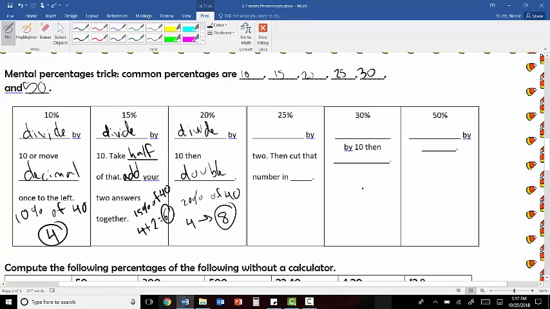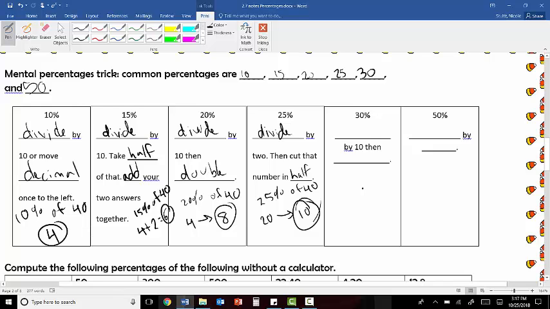25% is a little bit different. We don't divide by 10. That would create too much work. Instead, we're going to divide by 2, and then we're going to cut that number in half. So if you want 25% of 40, we're going to divide 40 by 2, and that's 20. And then we're going to cut that in half to make 10. So 10 is 25% of 40.